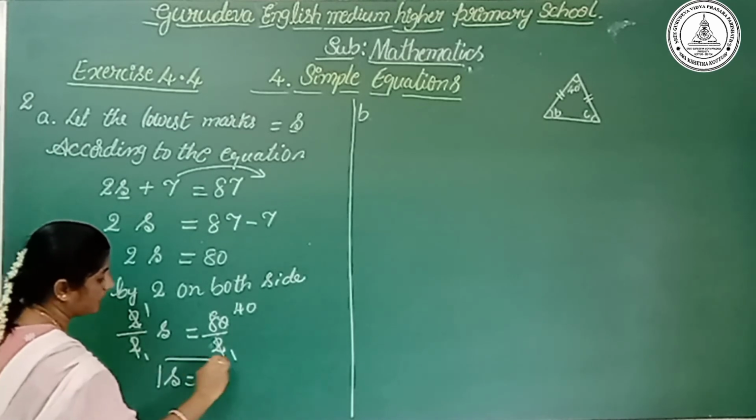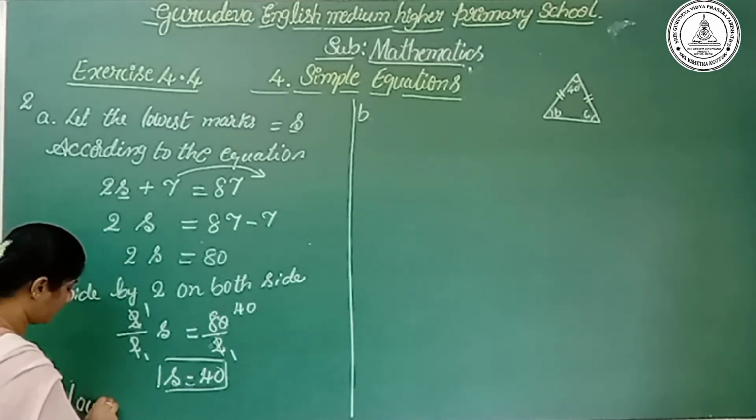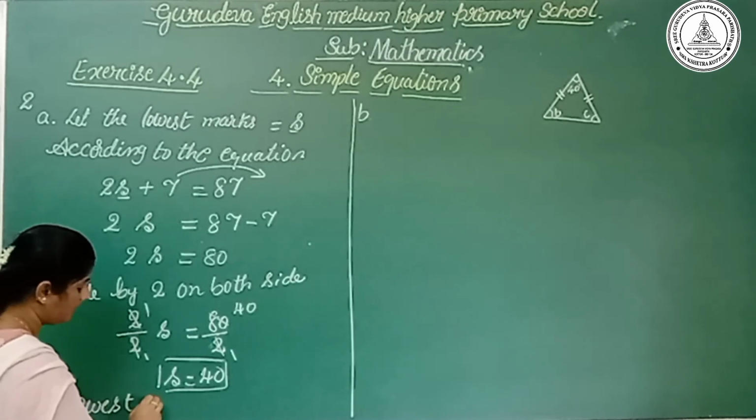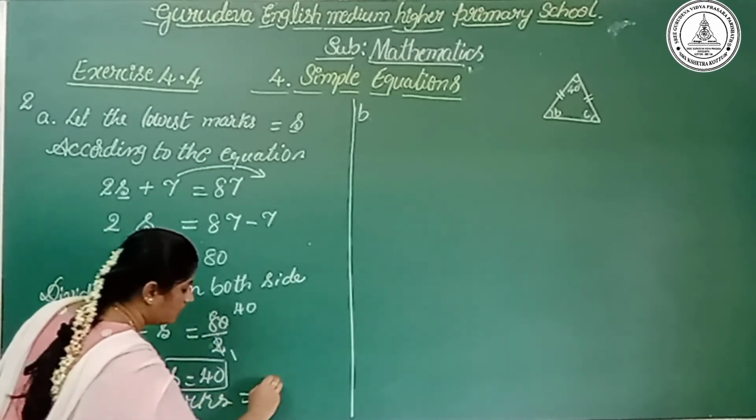You may write at last, therefore, the lowest score, the lowest marks, is equal to 40.